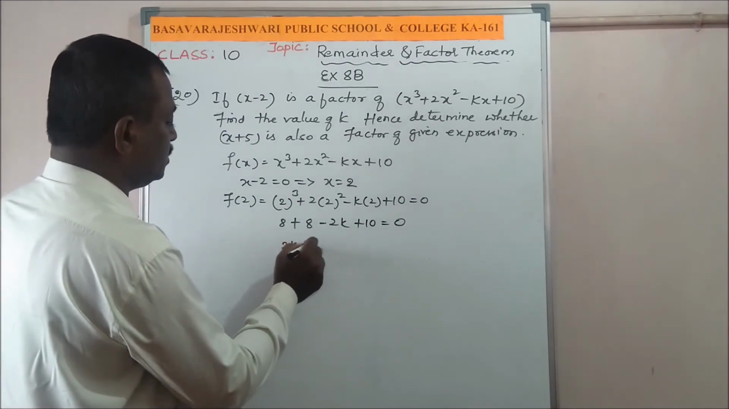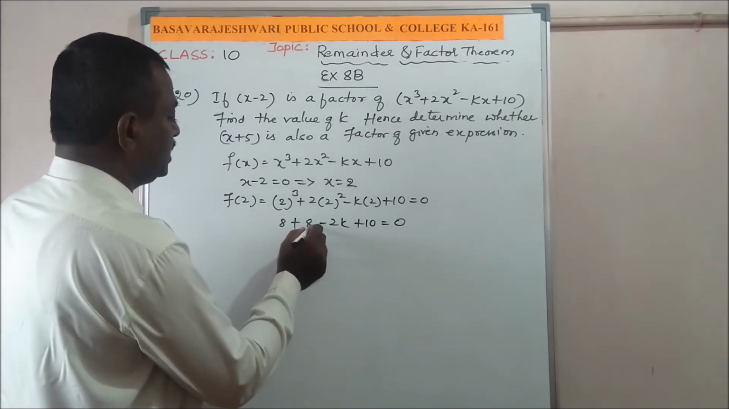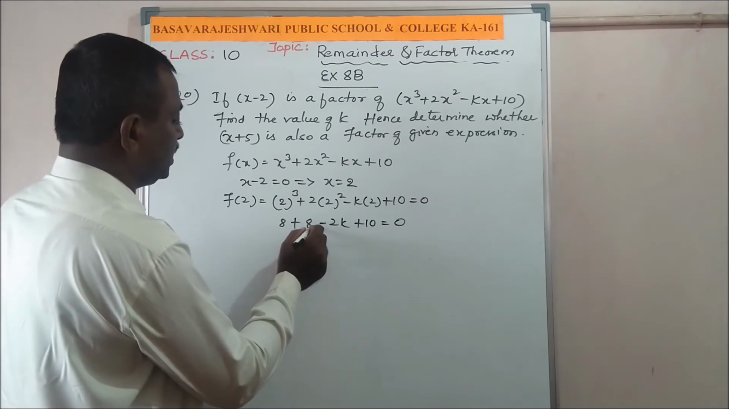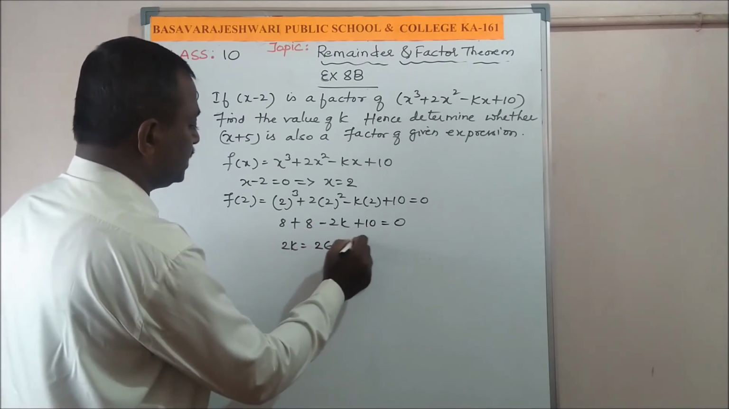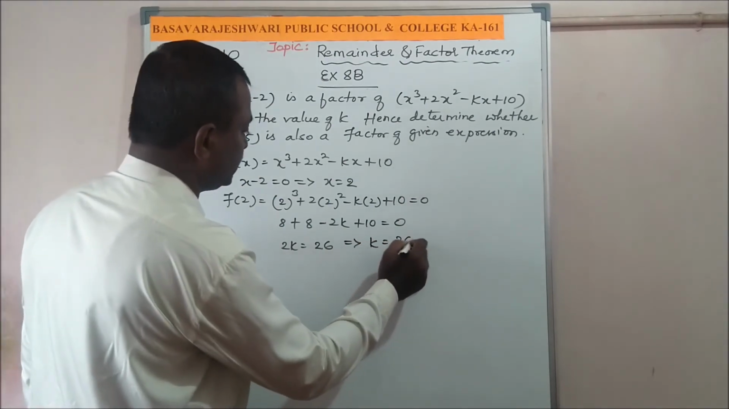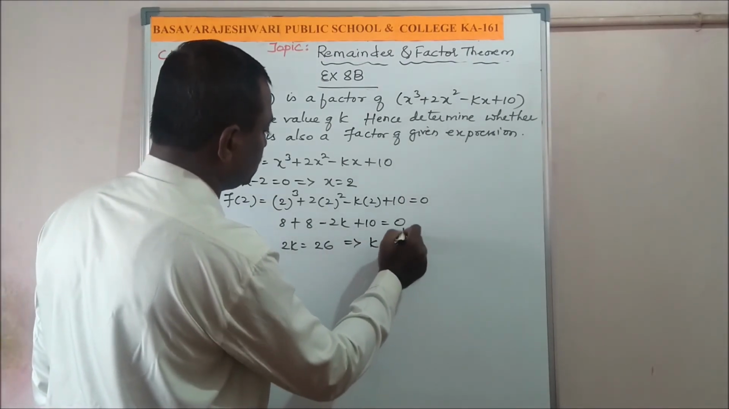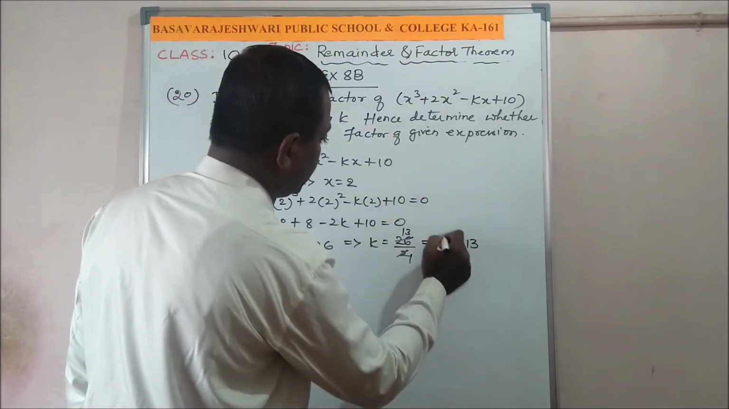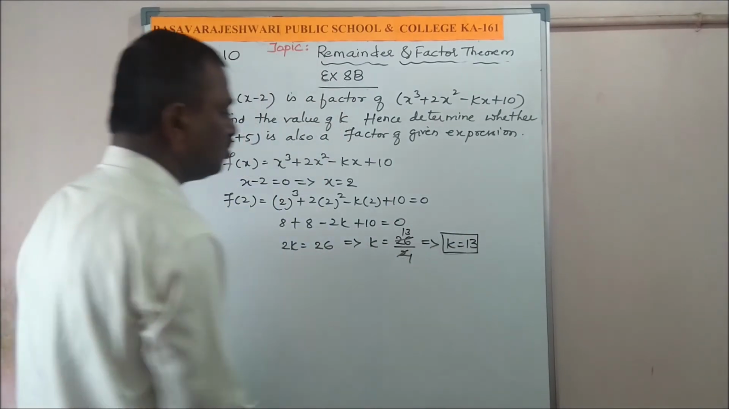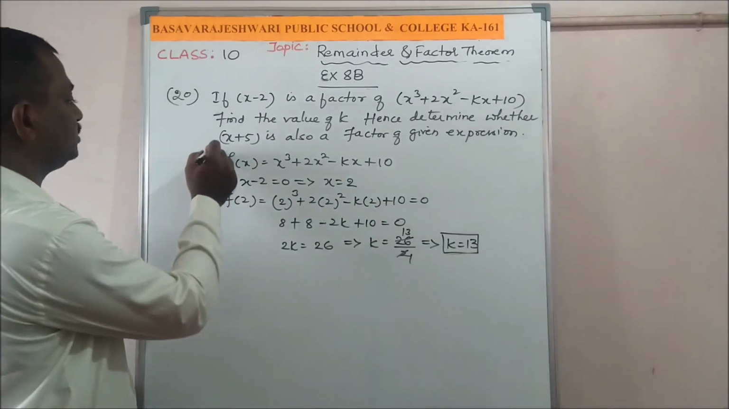2k is equal to 26. 8 plus 8 is 16, 16 plus 10 is 26. So this implies k is equal to 26 by 2, and 2 13s are 26. This implies k is equal to 13. The first part of the question is over. This is the first part.